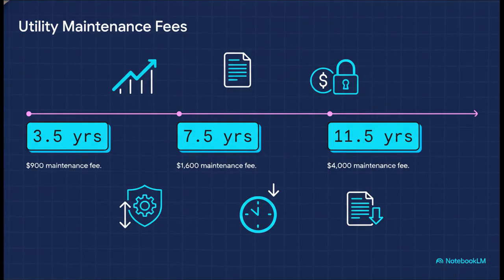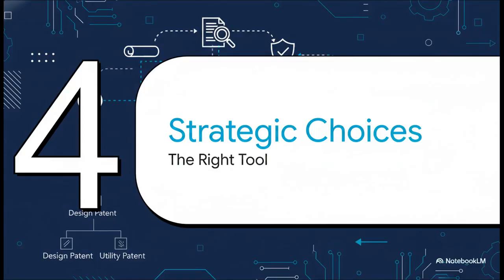A utility patent, which lasts 20 years from your filing date, is going to cost an additional $6,500 in mandatory maintenance fees, paid at 3.5, 7.5, and 11.5 years, just to keep the patent enforceable. A design patent? That lasts 15 years from the date it's granted, and it requires 0 maintenance payments after the initial issue fee. None at all. Let's look at Section 4, Strategic Choices.